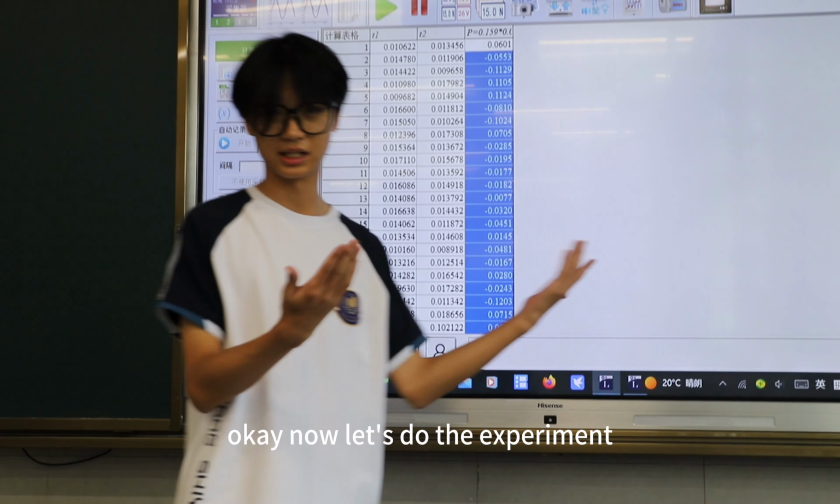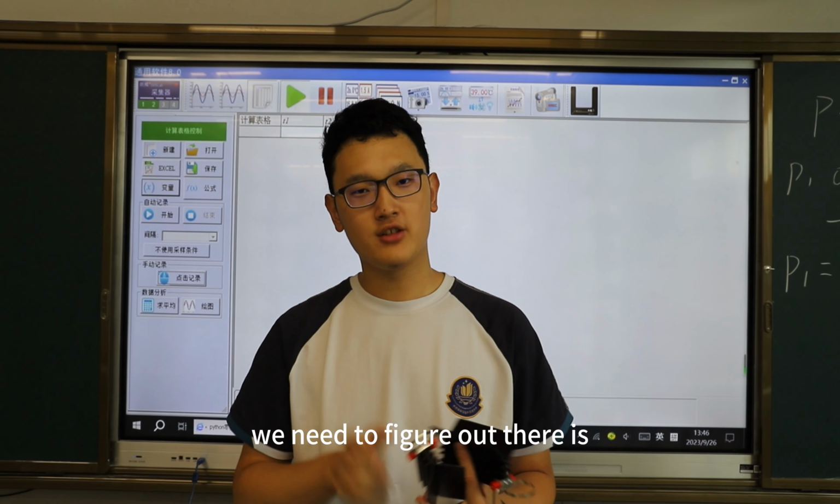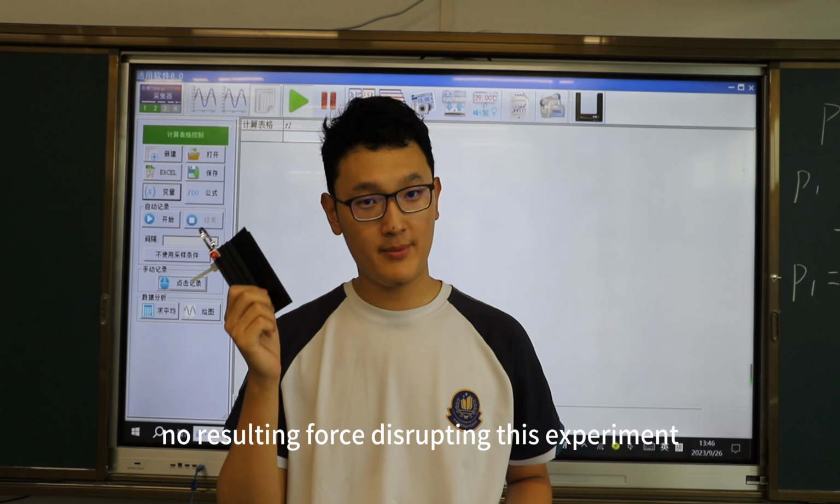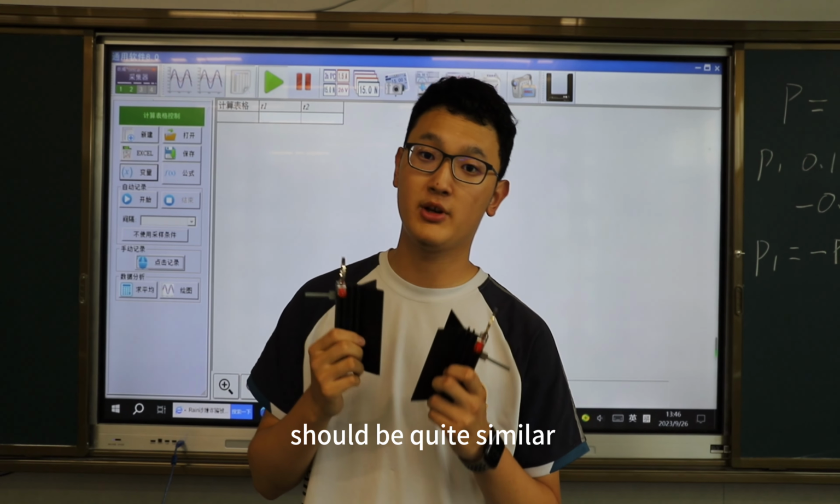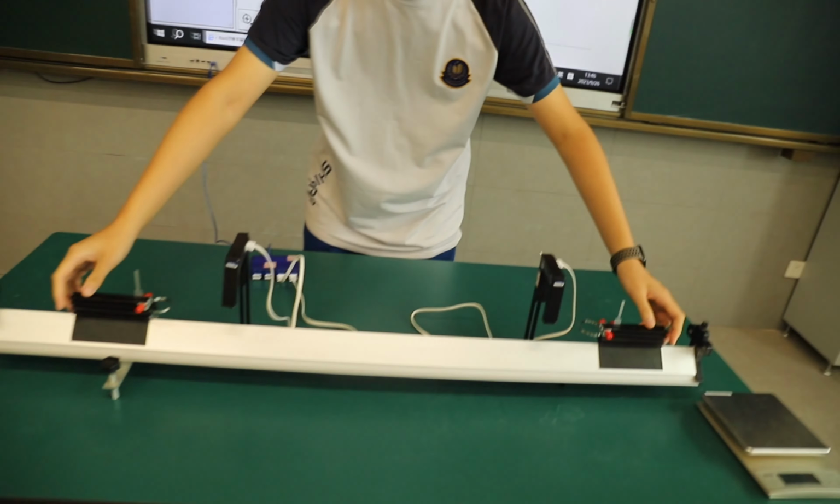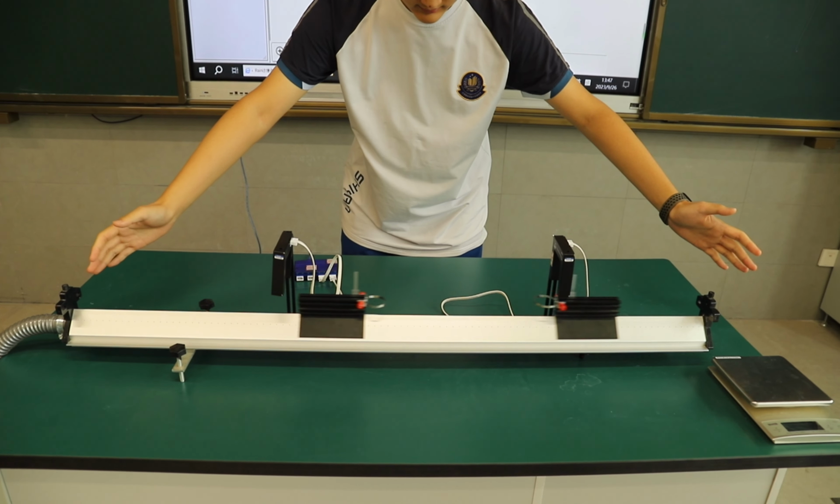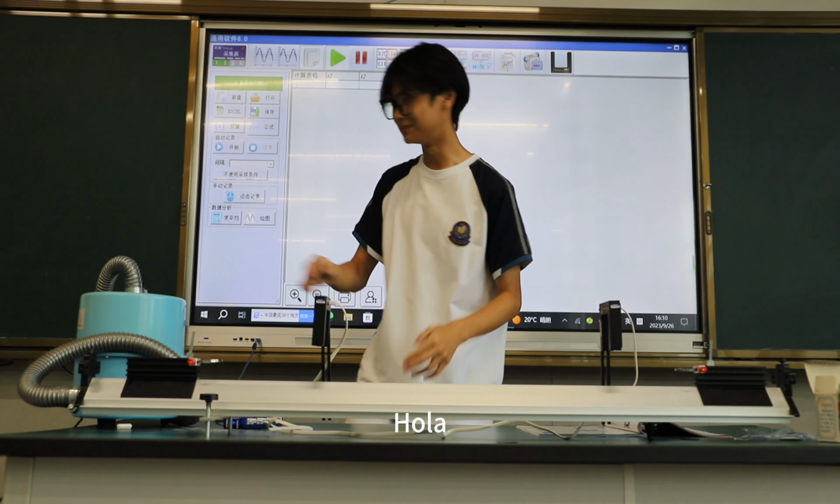Okay, now let's do the experiment. Before the experiment, we need to make sure there is no resultant force disrupting it. So the time taken for the two cars to pass through the light gate should be quite similar. Let's see on the track. Well, let's get started.